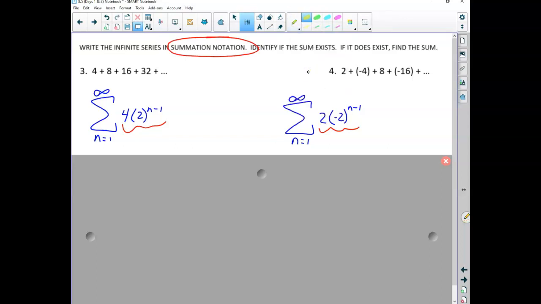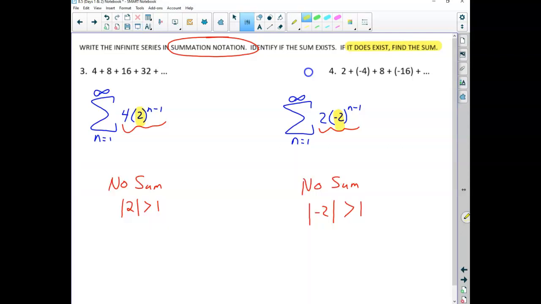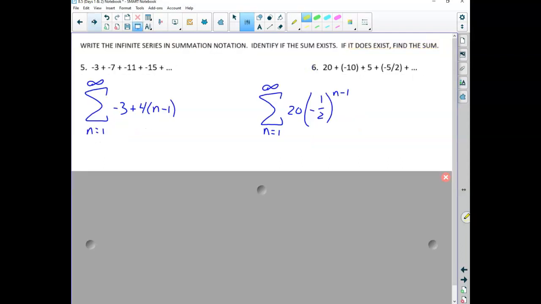Okay, the question isn't just if it does find the sum. So here I can see my r. Here I can see my r. Do those two have a sum? Absolutely not. Why? Because the absolute value of my r is greater than 1. Therefore, there is no sum because the terms are going to be getting bigger and bigger negatively, meaning approaching positive or negative infinity. When I'm looking at number 5, that's an arithmetic sequence. There ain't no way that's going to have a sum because my numbers are going to get more and more negative. Check it out. They're getting bigger negatively.